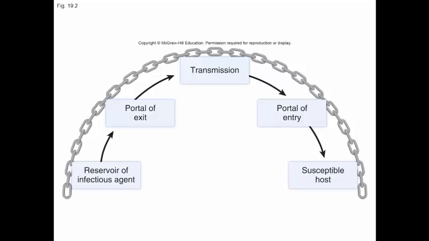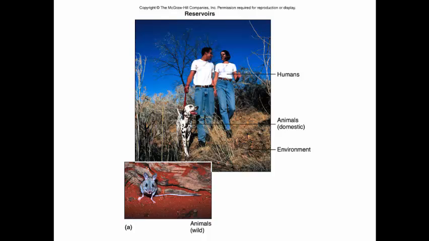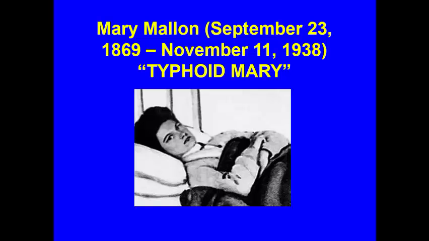asymptomatic carriers. They have no symptoms, but they have the pathogen active in their body. Individuals may shed the pathogens from feces, breath, saliva, semen, vaginal fluid, etc. Now I got another image for you.